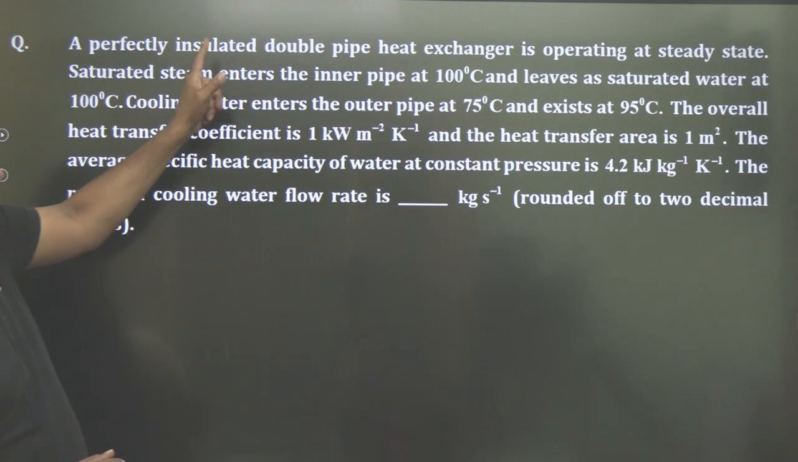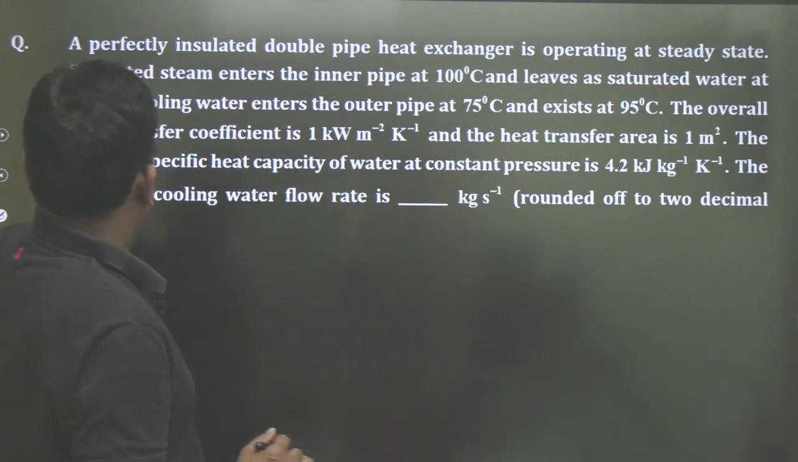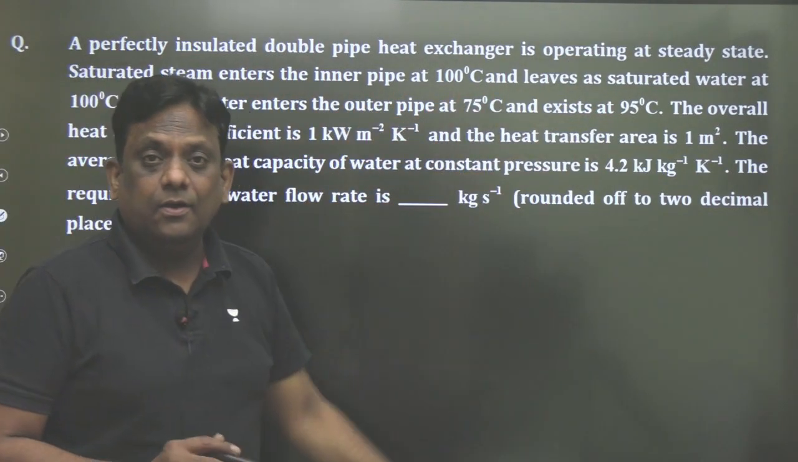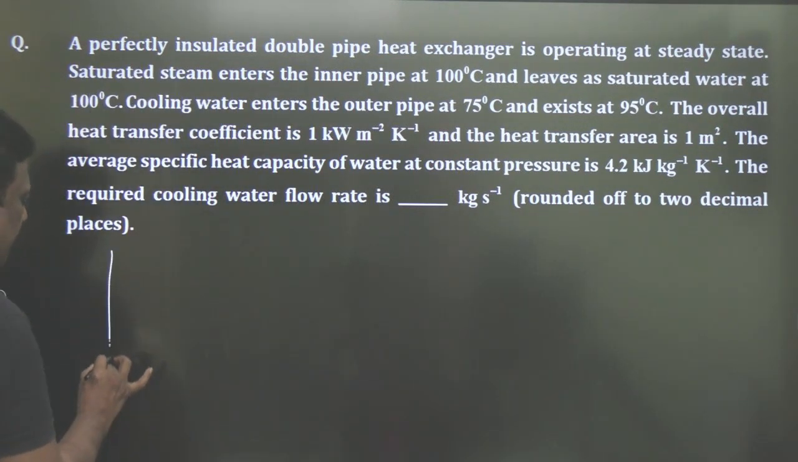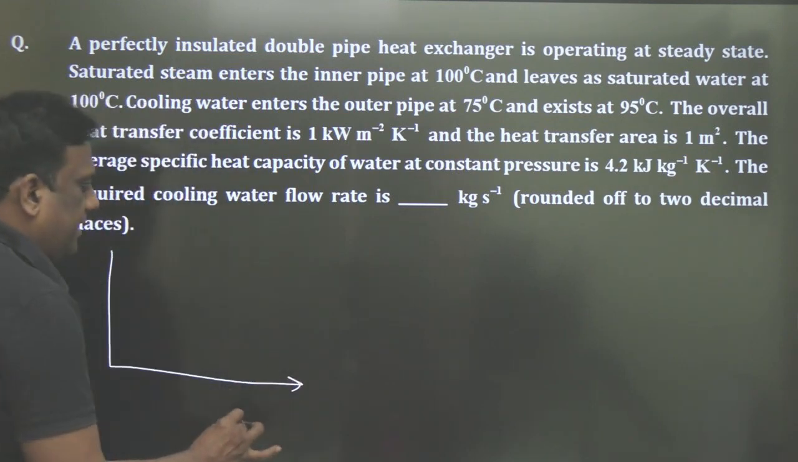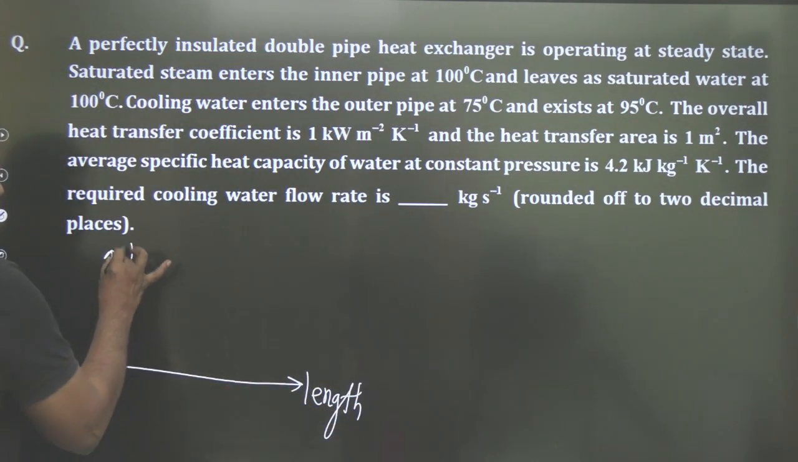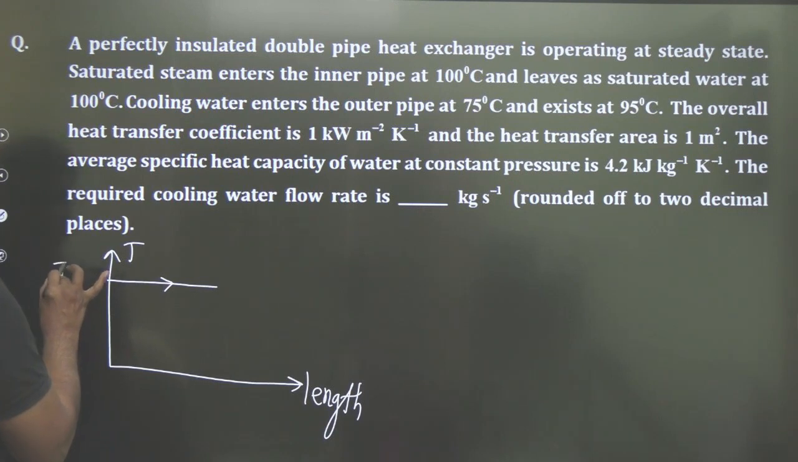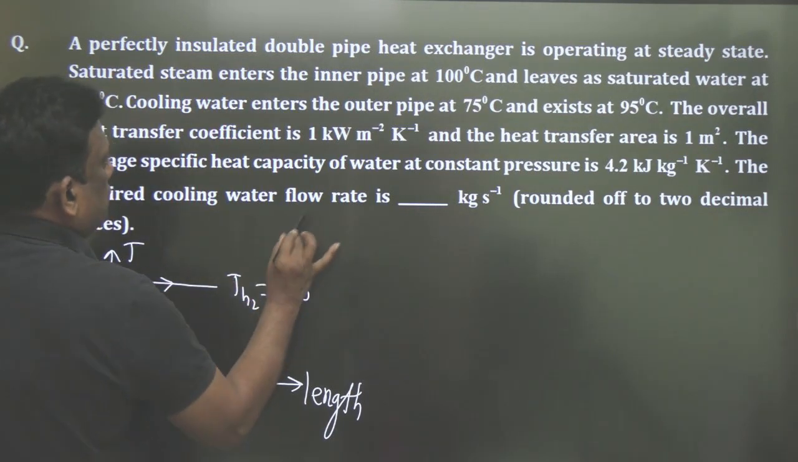A perfectly insulated double pipe heat exchanger is operating at steady state. Saturated steam enters the inner pipe at 100 and leaves at 100. Oh my God, it is a phase change heat exchanger. So whenever it is a phase change heat exchanger, it doesn't matter whether it is a parallel flow or counter flow heat exchanger. So hot fluid is entering at 100 and it is leaving at 100. There is no change in temperature.